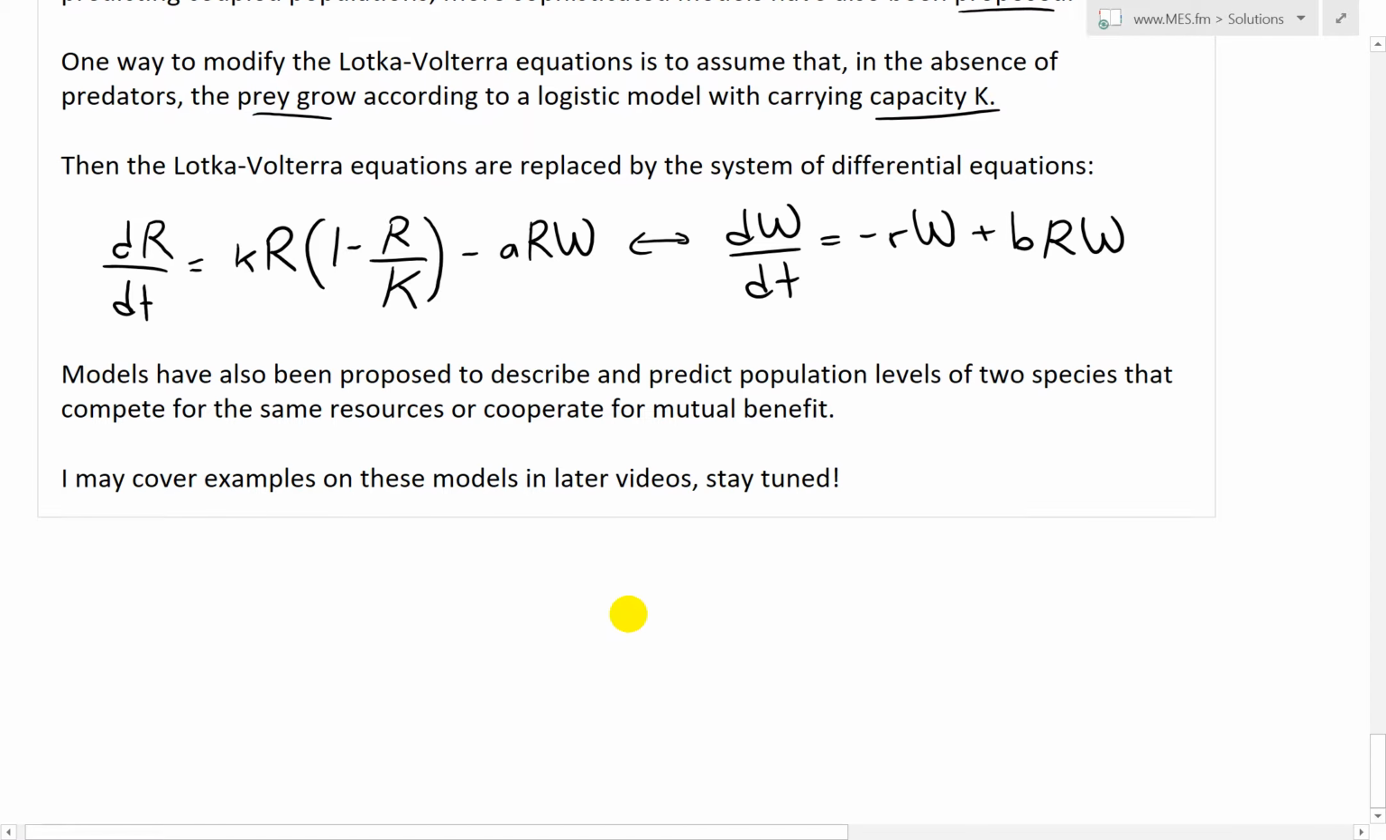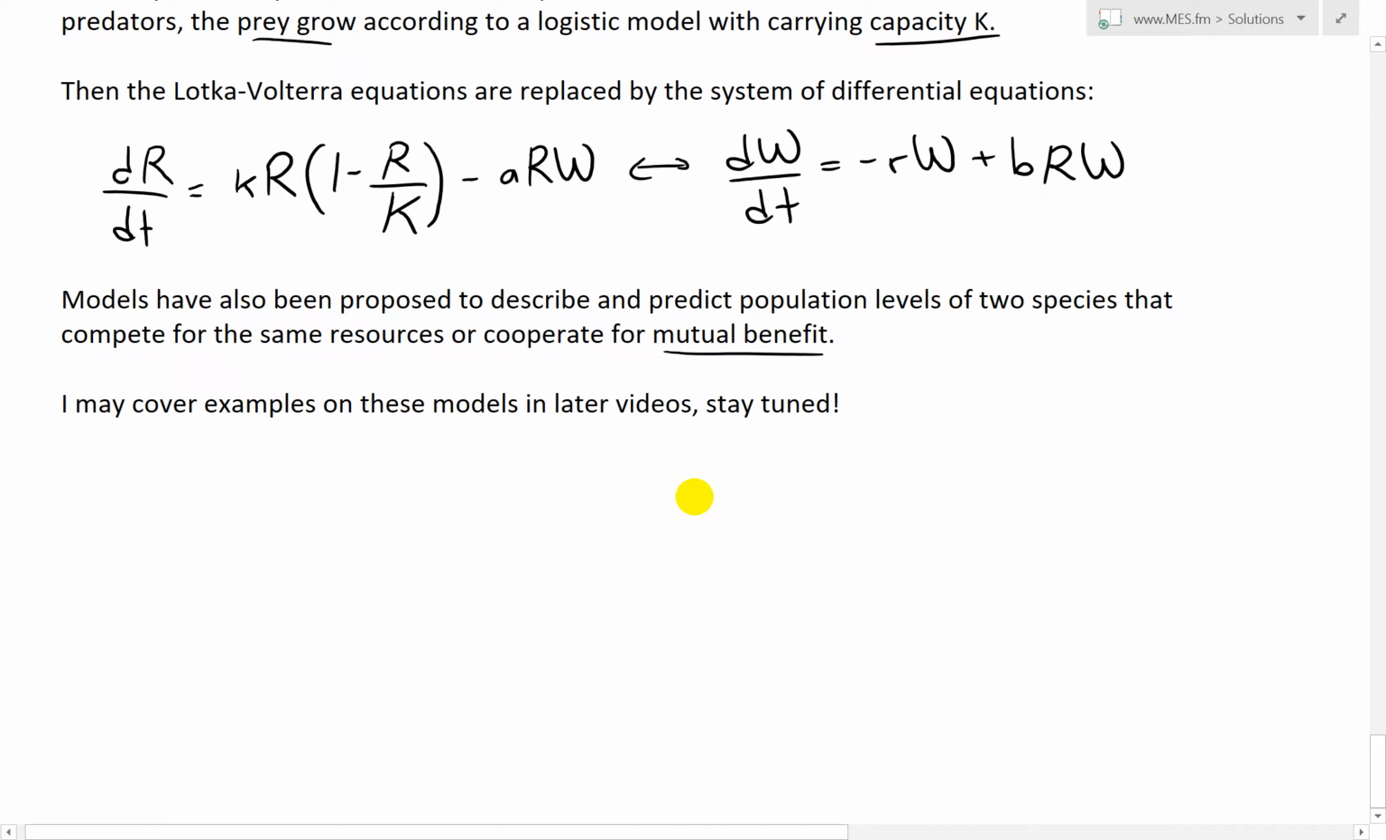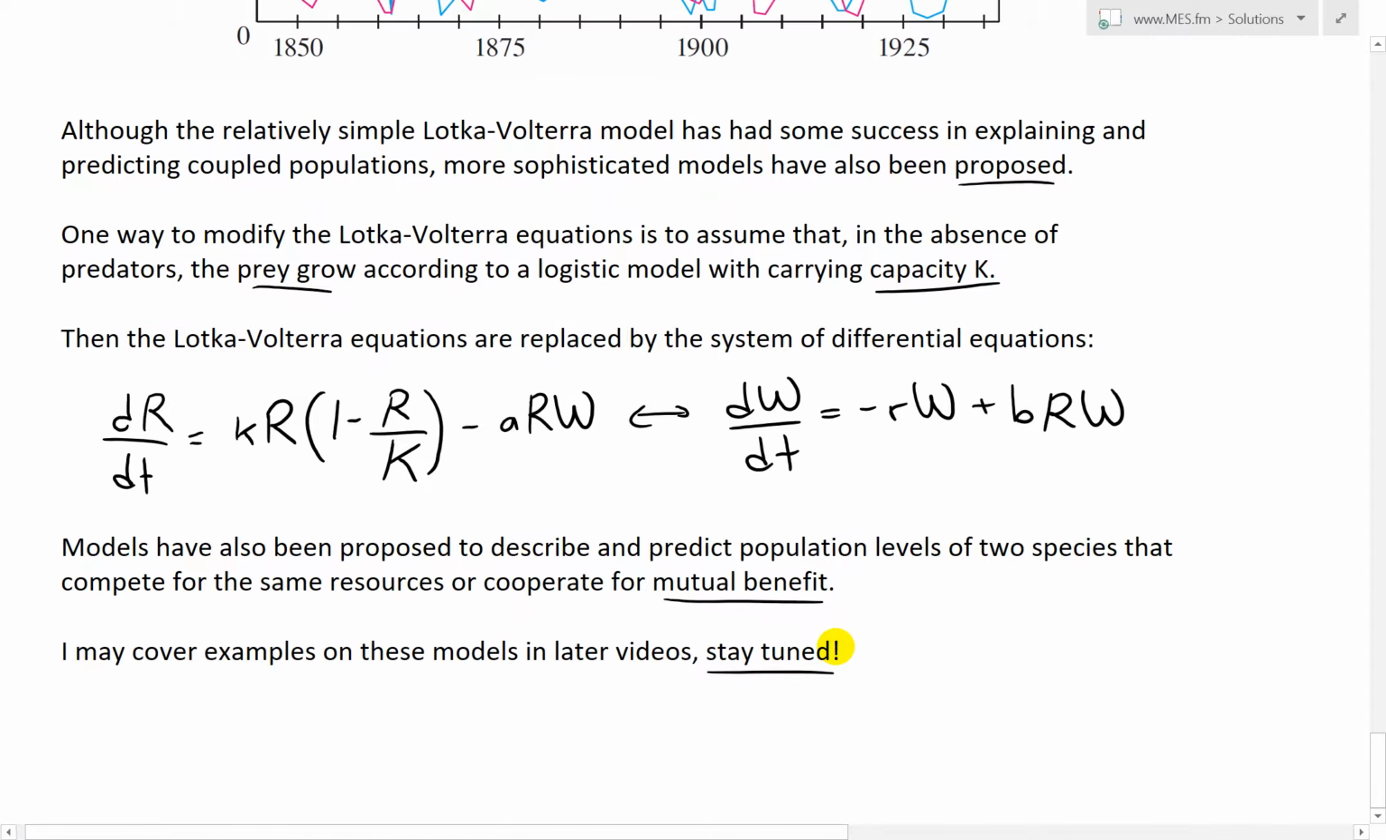Also, models have been proposed to describe and predict population levels of two species that compete for the same resources or cooperate for mutual benefit, as opposed to a simple predator-prey system. I may cover examples on these models in later videos, so stay tuned for those.